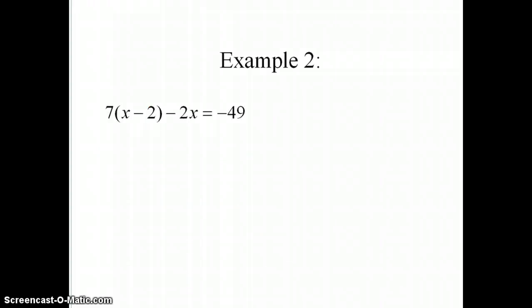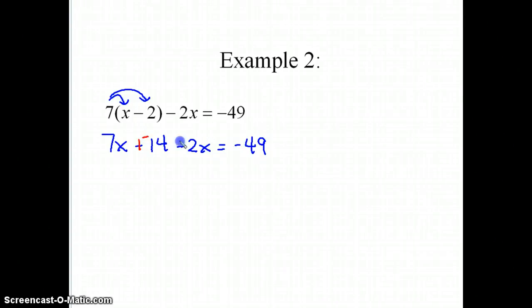Okay, example number 2. We have 7 times the quantity x minus 2, minus 2x, equals negative 49. The first thing I will do is eliminate the parentheses by using the distributive property and multiplying 7 by x minus 2. I end up with 7x minus 14 minus 2x is equal to negative 49. As we noted in example number 1, I have to eliminate the subtraction so that I can use the commutative property. So I'll change all subtractions into adding the opposite. So now I have 7x plus negative 14 plus negative 2x equals negative 49.